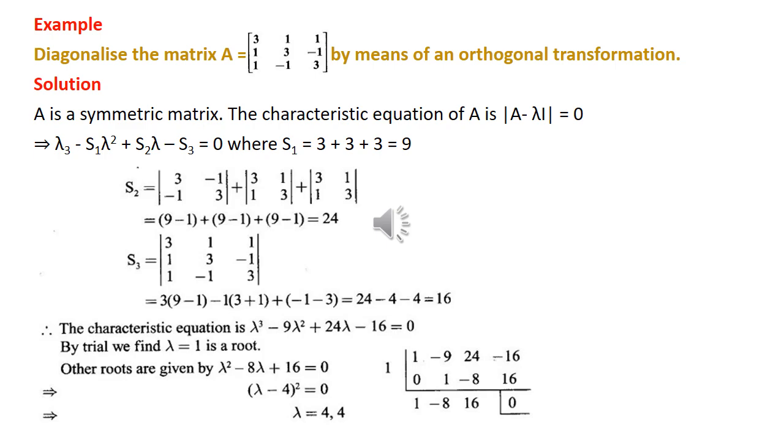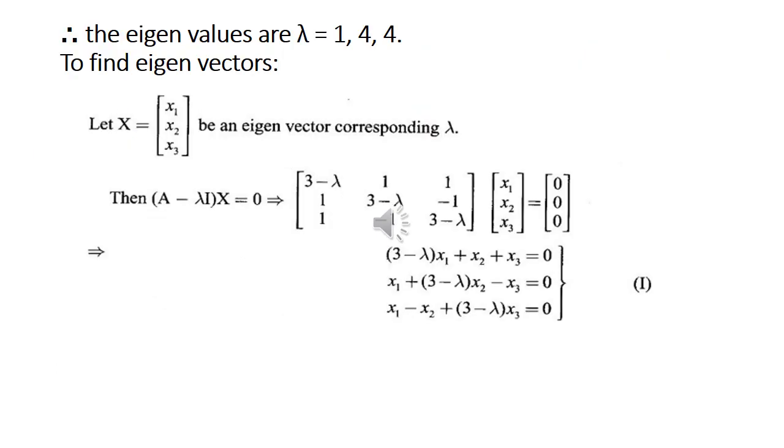Next, by using the synthetic method, we find the roots lambda equal to 4 and 4. So these three roots 1, 4, 4 are the eigenvalues of this matrix. The next step is to find eigenvectors. Suppose X equal to x1, x2, x3 is an eigenvector corresponding to the eigenvalue lambda.